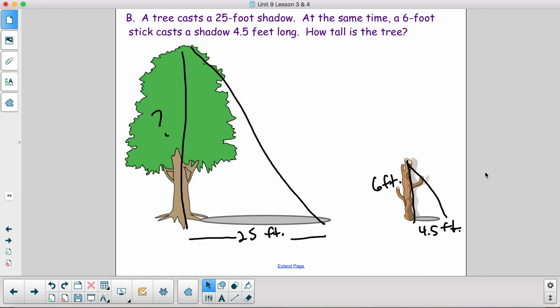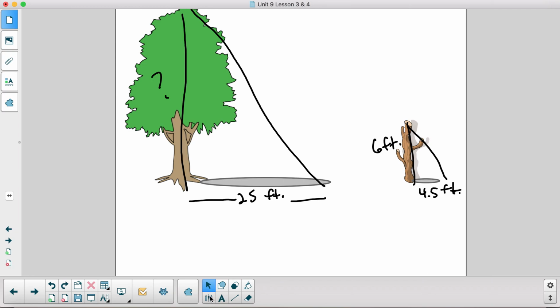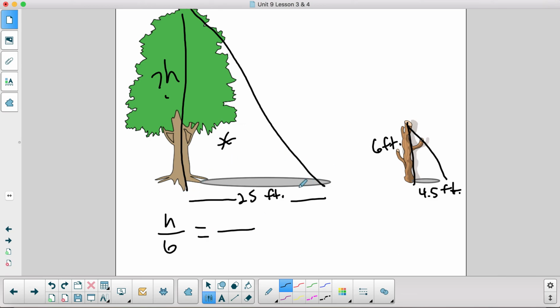So we are going to form a proportion. And we're going to do on this one again, big to little. That might be how you decide you're going to do all of yours. So big to little. So I'm going to call this the height of the tree. So I'm going to do height of the tree over the height of the stick equals the length of the shadow over the length of the shadow of the stick.